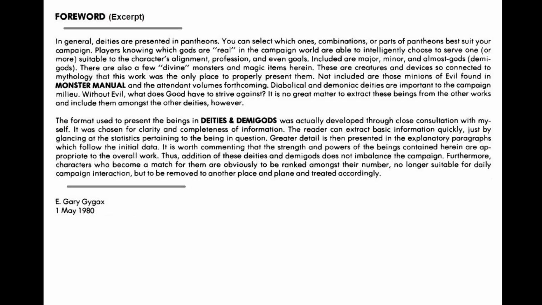It is worth commenting that the strength and powers of the beings contained herein are appropriate to the overall work. Thus, addition of these deities and demigods does not imbalance the campaign. Furthermore, characters who become a match for them are obviously to be ranked amongst their number, no longer suitable for daily campaign interaction, but to be removed to another place and plane and treated accordingly. So there you go. That's what Gary's input was, according to his own words, early on in setting this up.